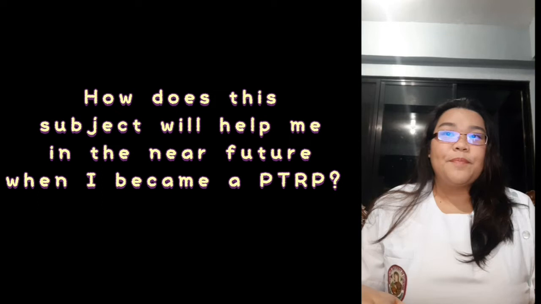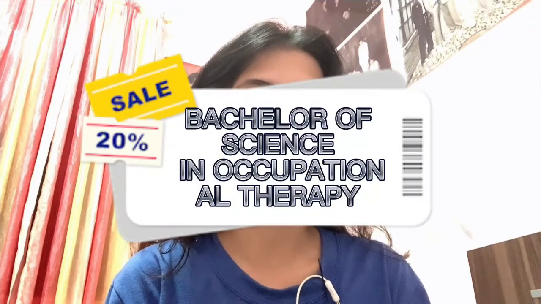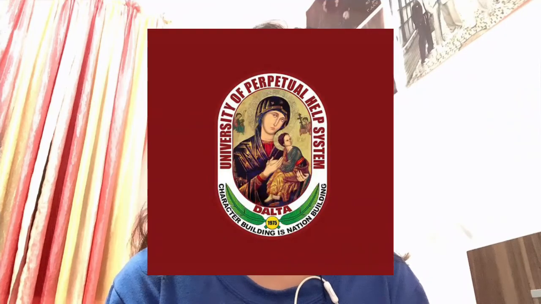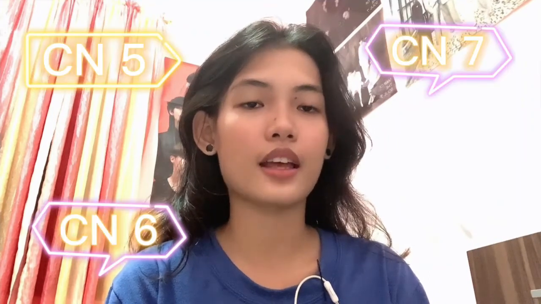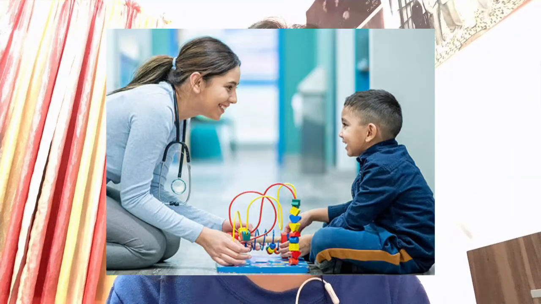And this knowledge will allow me to provide appropriate care for my future patients as a future PT/OT with nervous system dysfunction. Good day everyone, I am Maria Vasquez, taking Bachelor of Science in Occupational Therapy at University of Perpetual Health System DALTA. I'm going to briefly discuss the importance, parts, and functions of cranial nerve 5, 6, 7, and 8. And I'm going to add the role and responsibilities of OTs in this topic, as well as the help of this subject on us in the near future.